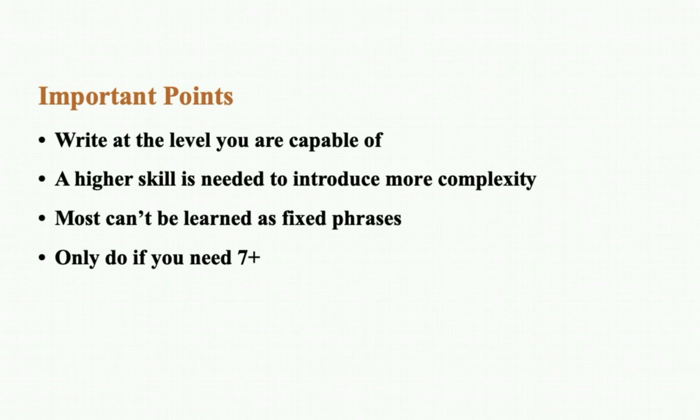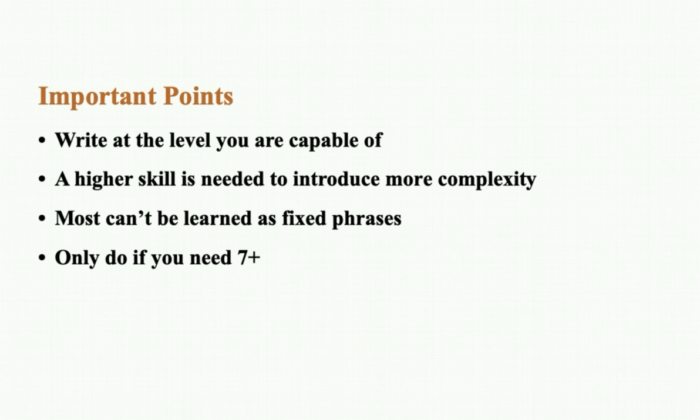A very important point to remember when you do this is only to write at the level you're actually capable of. So if you're looking for a band 6, then using more discourse markers at initial position is probably okay. Because if you start introducing more complexity, you might start making mistakes. Because the highest skill level is needed to do some of these more complex transitions. So be careful and only do this depending on what band you need.